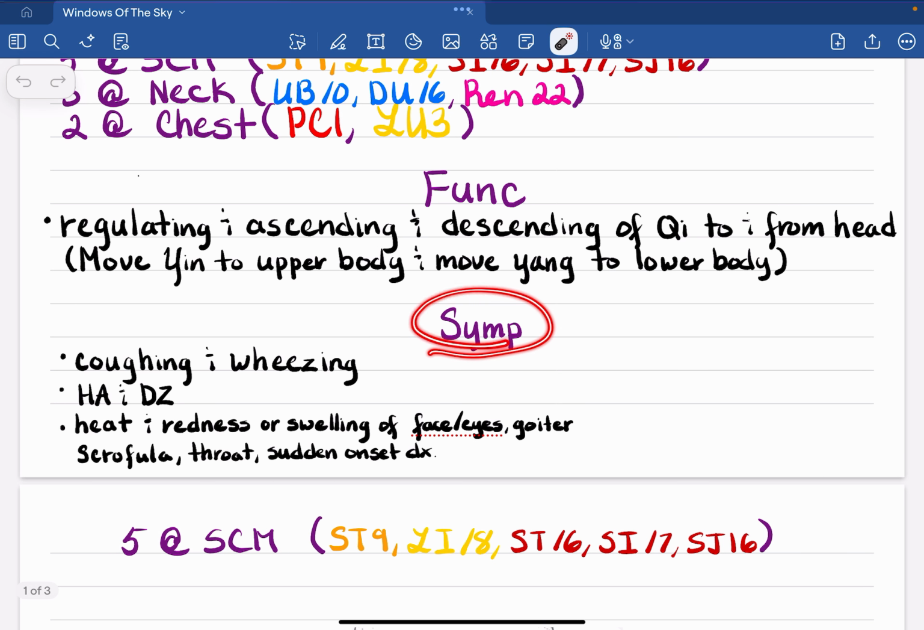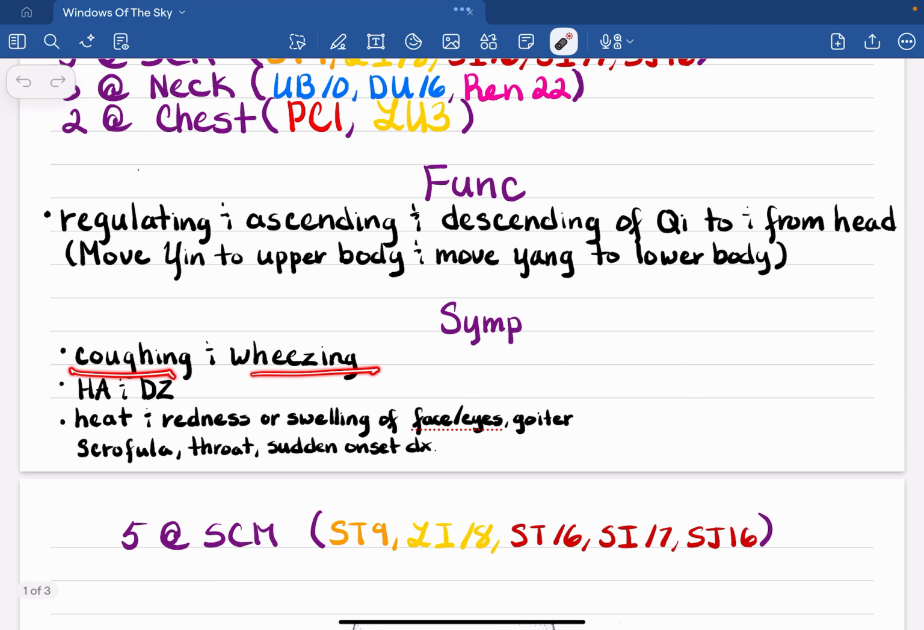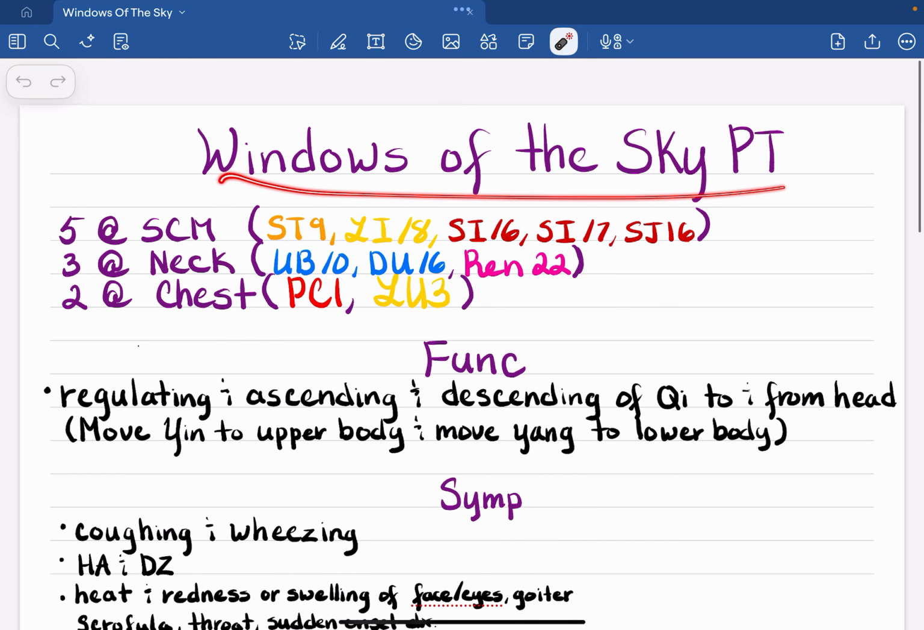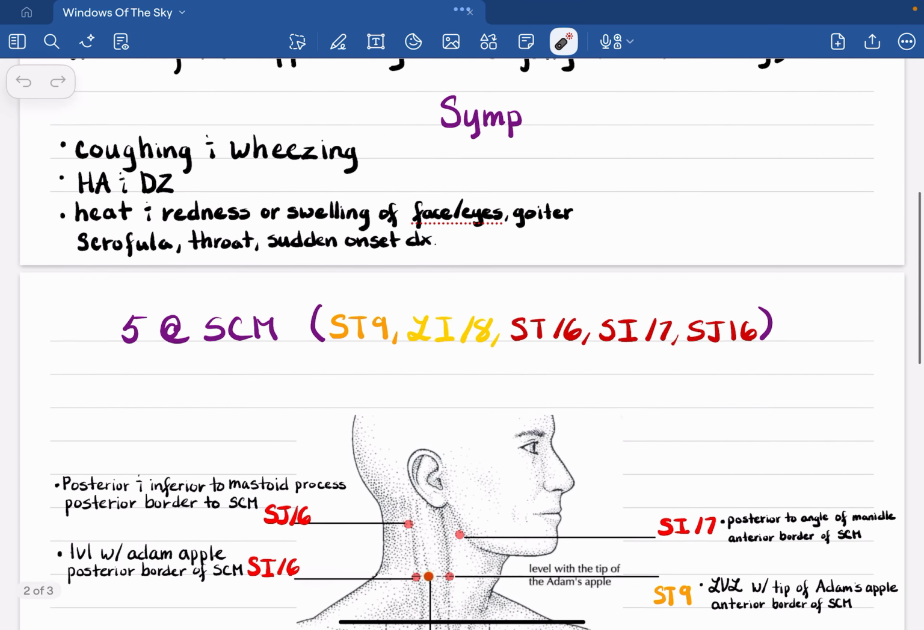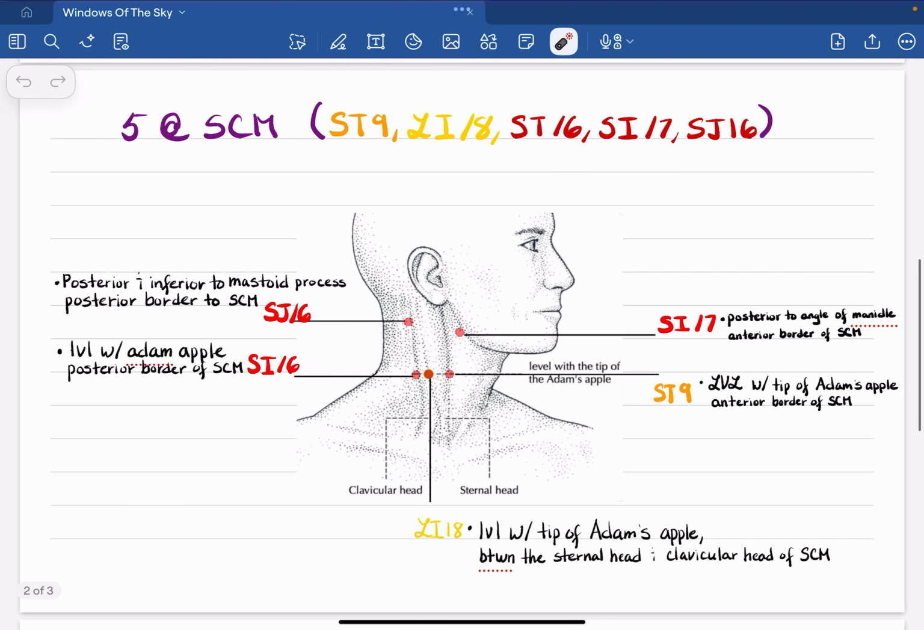And now the symptoms that you may want to use this for. If the patient has coughing and wheezing, headaches or dizziness, heat and redness or swelling of the upper face and eyes, goiter, scrofula, throat problems, or sudden onset of disease, this is when you want to use windows of the sky points. You want to personalize it, of course, to a patient. So I made this little illustration right here.